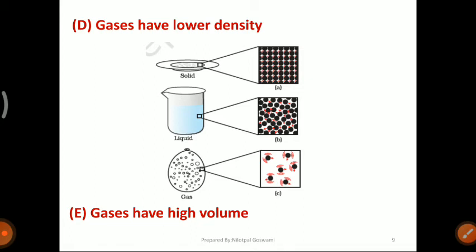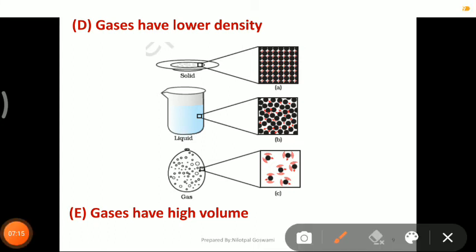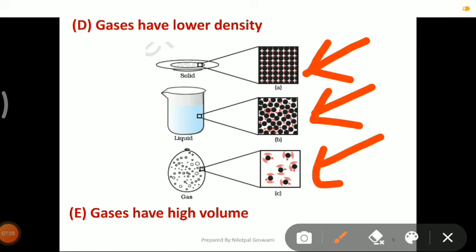Now these are two more properties of gases, which are not included in your book. First, gases have lower density. You can see, this is solid, this is liquid and this is gas. In solid the spaces between the particles are very small. In liquid the spaces are larger than in solid, but lower than the spaces between the particles of gas, and in gas the spaces between the particles are maximum.